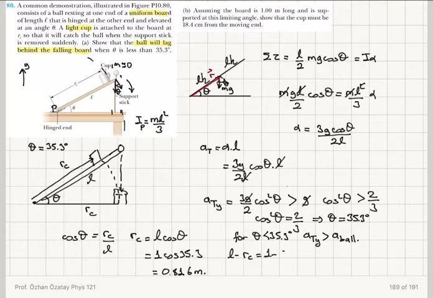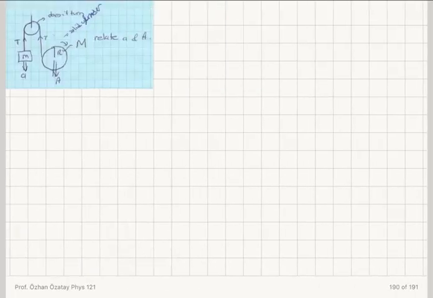So what should be the distance from the moving end, the end of the board? That is L minus RC. So 1 minus 0.816 meters. That is 0.0184 meters or 18.4 centimeters from the moving end. So it's this distance L minus RC. Okay, so let's move on to the next problem.